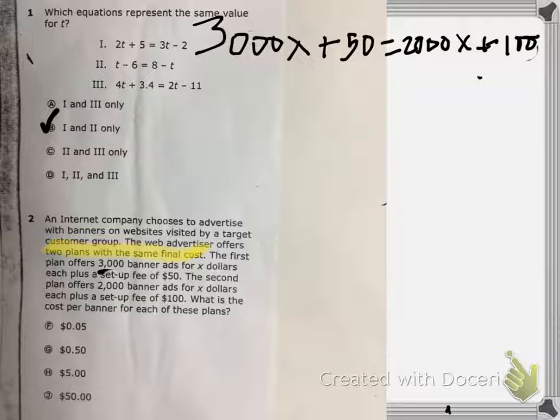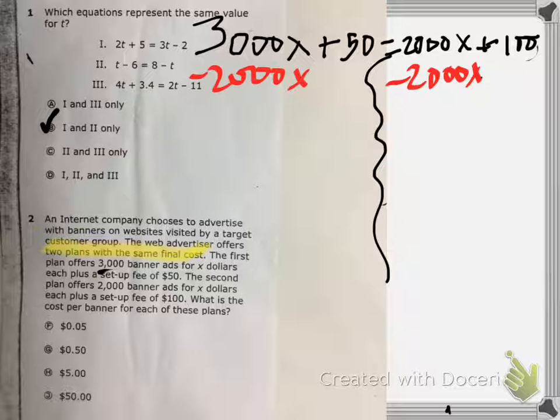Okay, so now the first thing we're going to do is get rid of, remember, the lowest coefficient of x. And so I see 3,000x and I see 2,000x. So that means I need to remove 2,000x first. Okay, so minus 2,000x, minus 2,000x. Of course, I'm going to have a river to keep everything separated. And now when I simplify, I get 1,000x plus 50. This side, I'm left with 100.